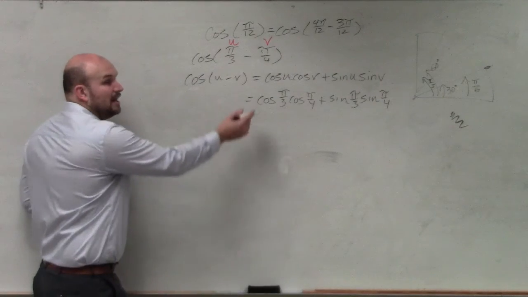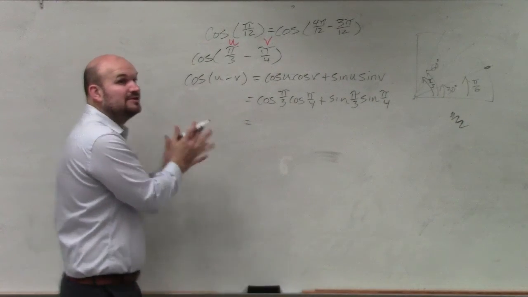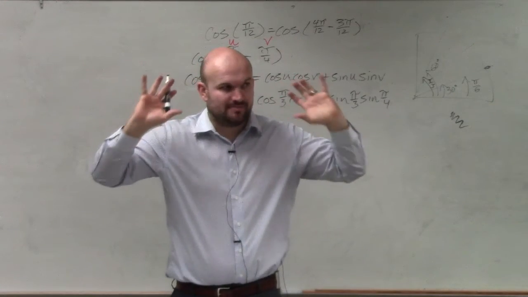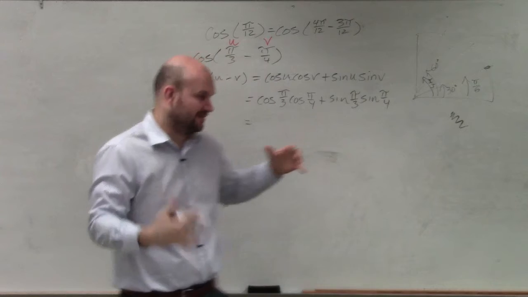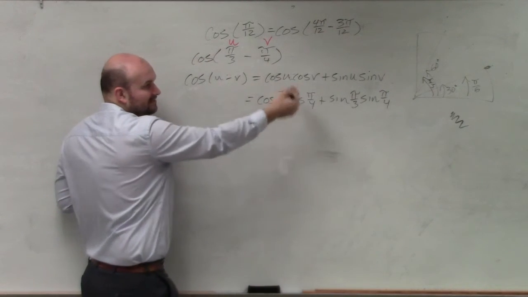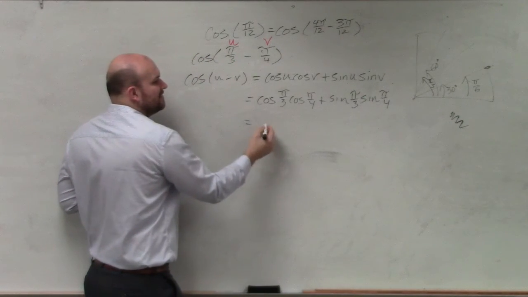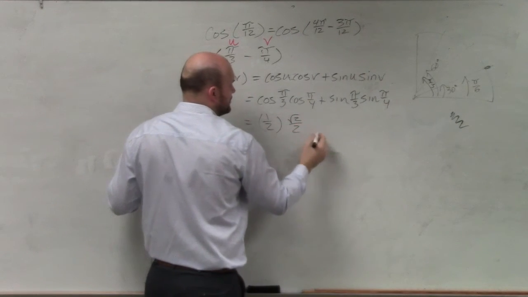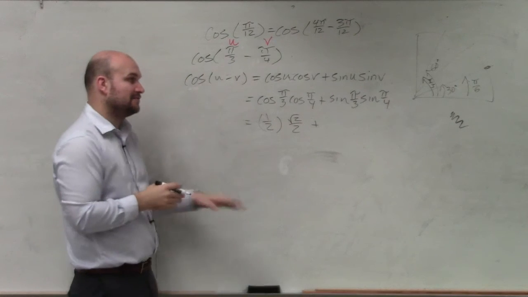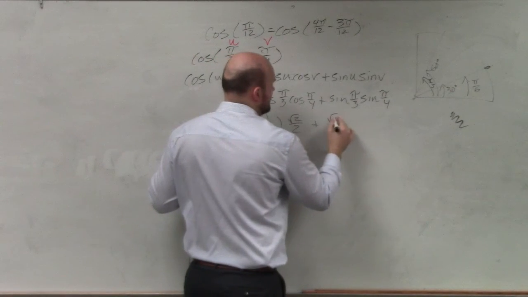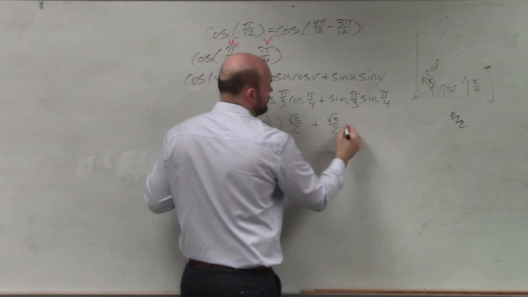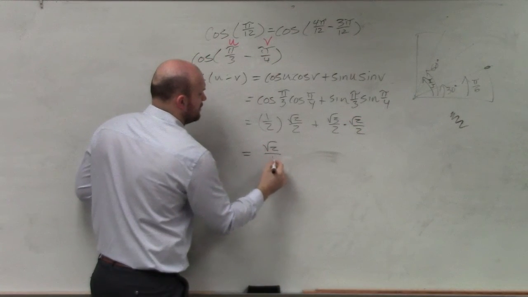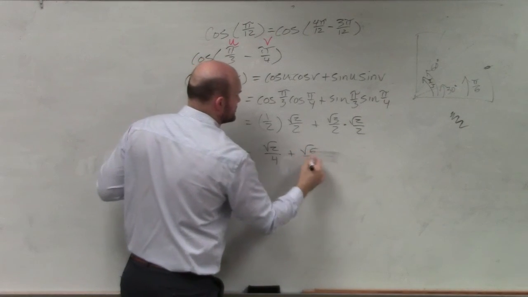But now the most important thing is you need to evaluate, and we don't want to make the mistakes that I made. So we just make sure we take a step and say, before I do this, let's make sure I did this correctly. Cosine of pi over 3, that's the same thing as 60 degrees, that is 1/2. Cosine of pi over 4 is square root of 2 over 2, plus the sine of pi over 3, which is square root of 3 over 2, times sine of pi over 4, which is square root of 2 over 2. That gives square root of 2 over 4 plus the square root of 6 over 4.